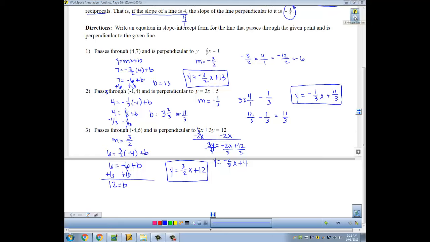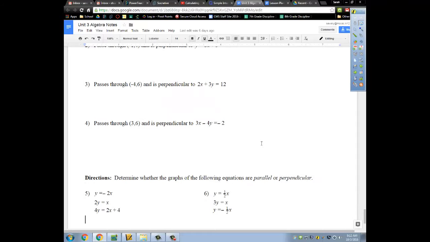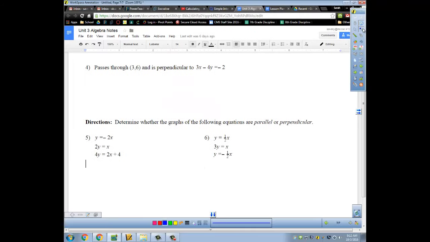Okay, moving on to number 4. Again, we need to figure out what the slope is from this line, so I'm going to subtract 3x from both sides to get negative 4y equals negative 3x minus 2. Divide everything by negative 4 to get y equals negative 3x divided by negative 4 is a positive 3/4 x. Negative and negative is a positive. And then negative 2 over negative 4 is a positive 1/2. So your slope was 3 over 4. So your new slope, negative 4/3.